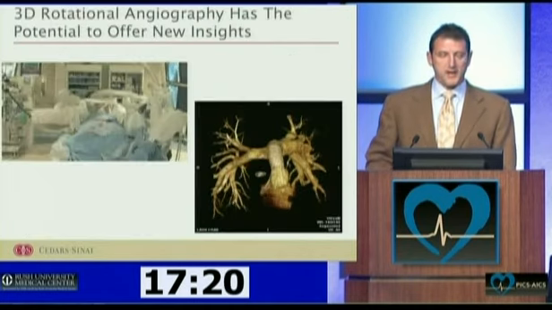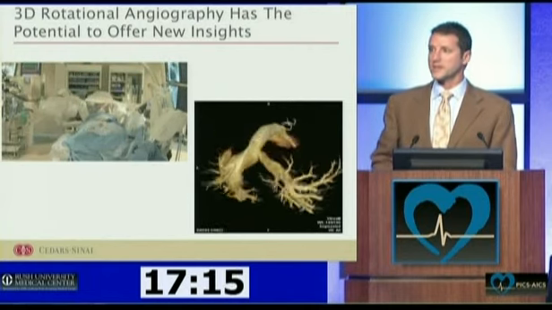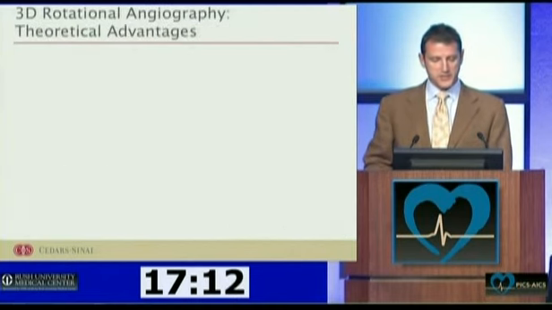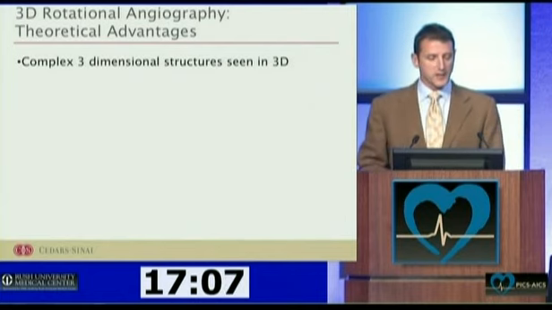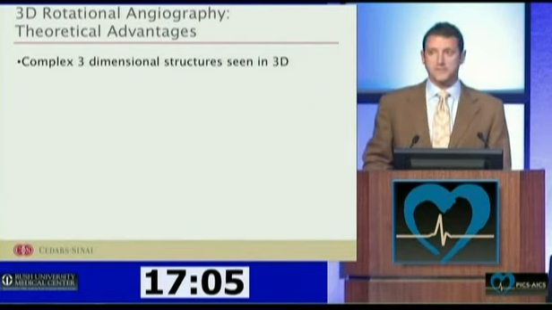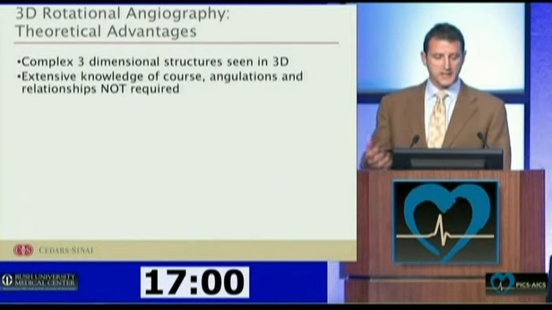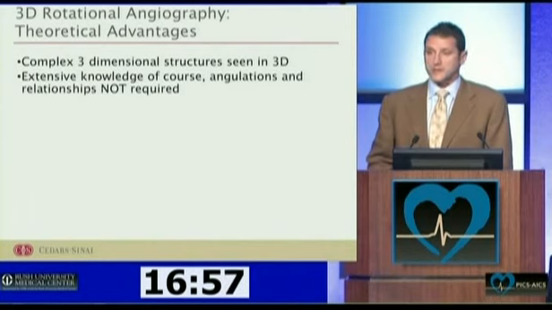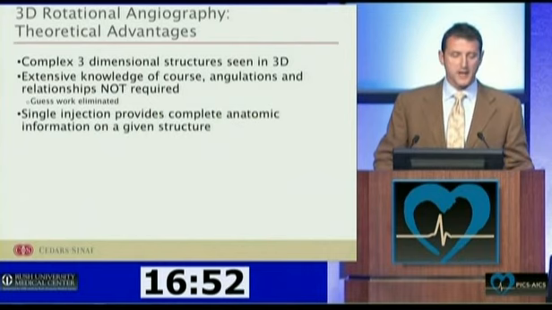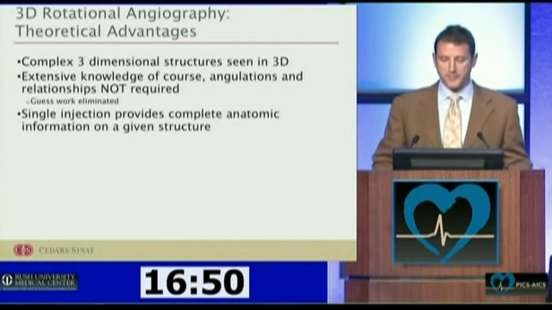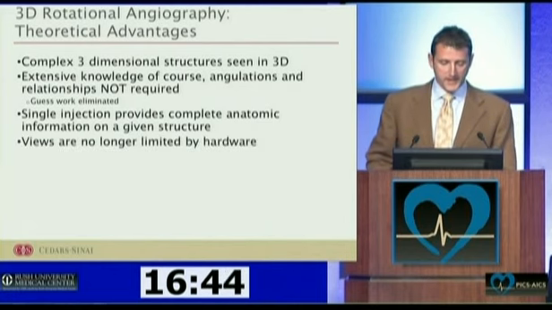3D angiography, as you've heard tonight, has at least the potential to offer some new insights and some new additions to some of these issues. There are some important theoretical, at least, advantages to 3D RA. Complex three-dimensional structures can finally be seen in 3 dimensions, as you've seen so nicely. Extensive knowledge of angulations and relationships really isn't required, because with a simple picture, you can eliminate the guesswork of what your optimal angle is. A single injection in many cases provides complete anatomic information on a given structure, albeit static information.